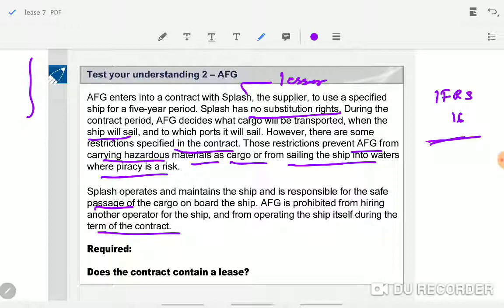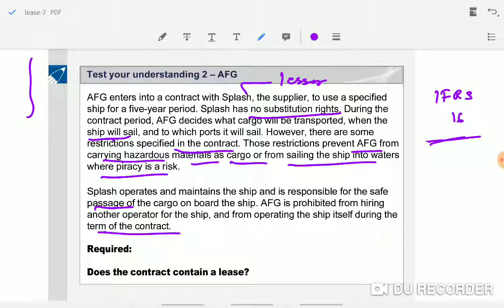But some restrictions are specified in the contract by the lessor. What are they? So these restrictions prevent the lessee from carrying any hazardous materials, and also it prevents the ship from sailing into waters where piracy is a risk. So these risks do not prevent the lessee from directing the use of the asset. Okay. So the terms and conditions in the contract meets the requirements given in IFRS 16. So the contract is a lease contract.